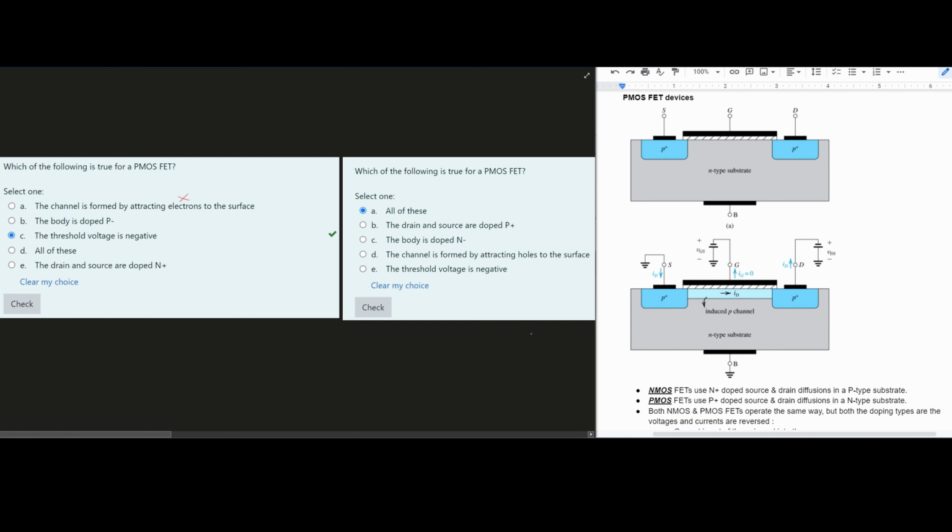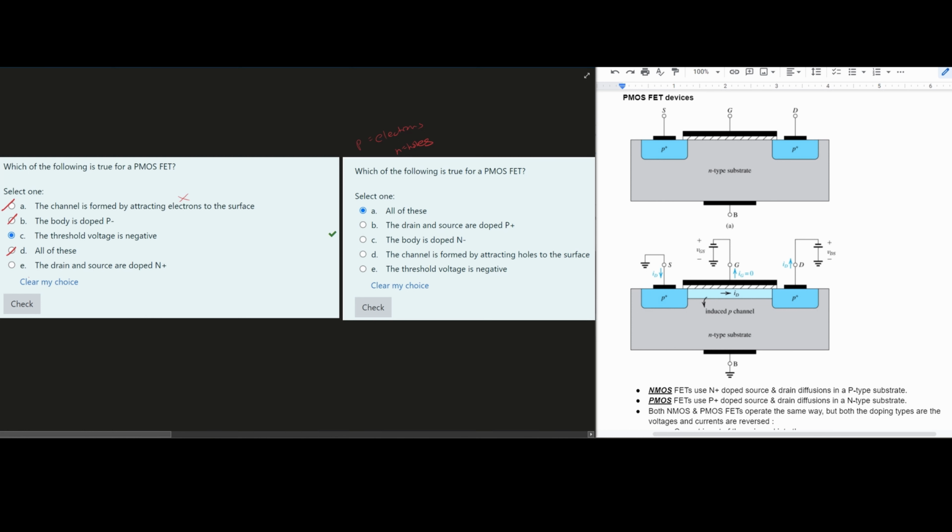Remember, electrons are with the p types, and our n type has holes. So p is equal to electrons and n is equal to holes. What we want to do is attract holes up, so this one is false. Next we have the body is doped p minus. Well, if we look at our body, we see we have p pluses here. So both A and B are false, so D is also false.